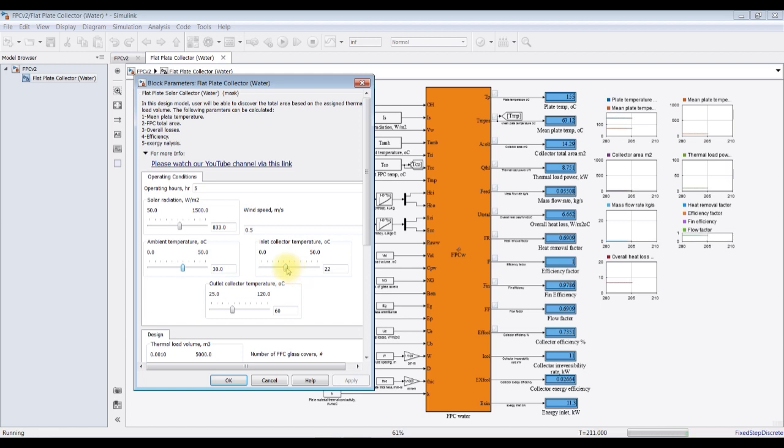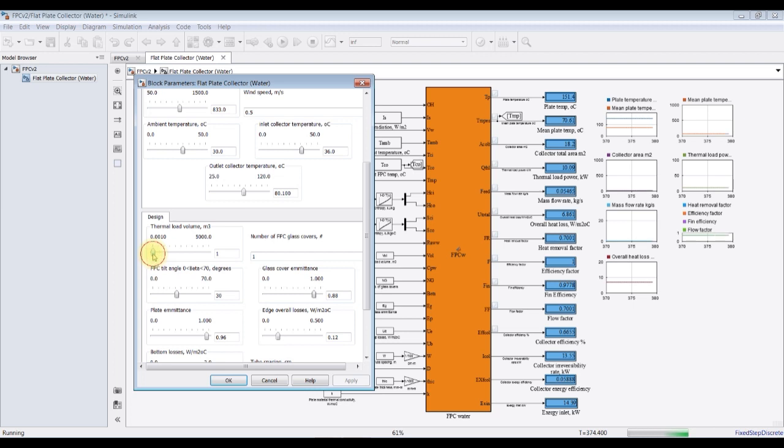You can add a signal generator block in order to control all of these environmental operating conditions. Let's go for an outlet solar field temperature of around 80 degrees Celsius. Suppose I'm going for the thermal load. I'm considering that I'm going to preheat a swimming pool with 800 meter cube per day. Let's see such effect.